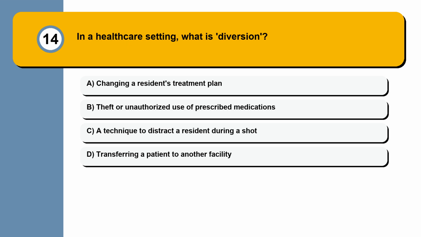Question 14. In a healthcare setting, what is diversion? Changing a resident's treatment plan. Theft or unauthorized use of prescribed medications. A technique to distract a resident during a shot. Transferring a patient to another facility.